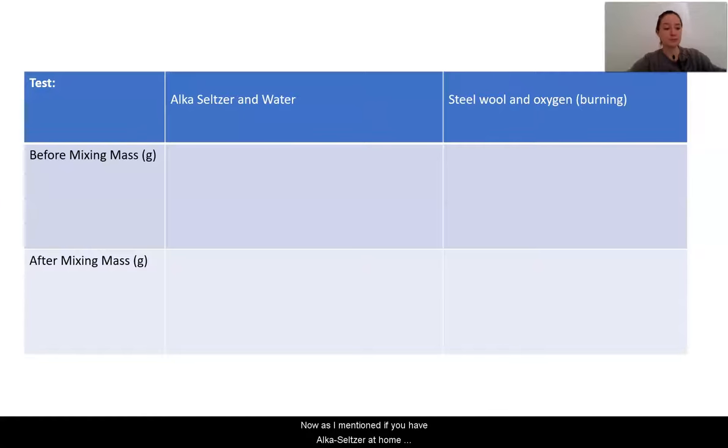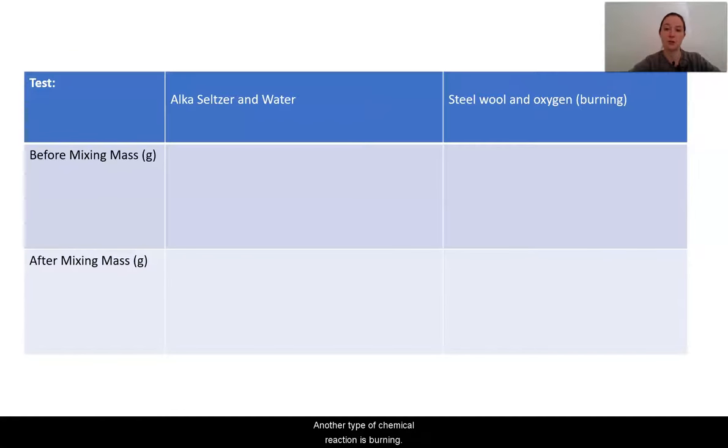Now, as I mentioned, if you have Alka-Seltzer at home and you have either a Ziploc bag or a container and some Saran wrap, you can follow along with this investigation with me. The Alka-Seltzer and the water react to cause a new substance to be formed. And so we are going to be taking the mass of the reactants, the Alka-Seltzer and the water, and then the product that is formed.